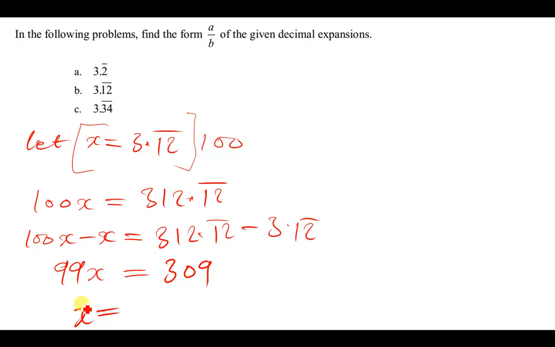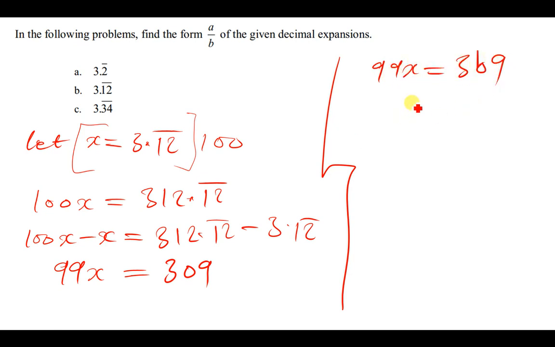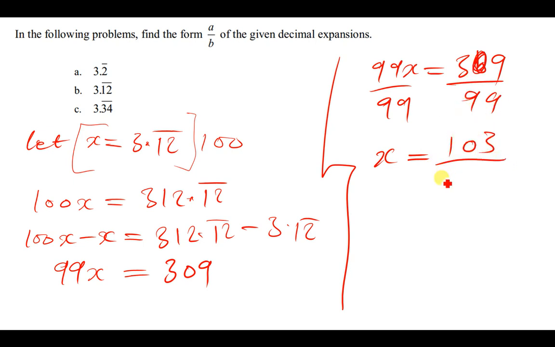Okay, let me just erase this. Let me just write everything this side. So we have 99x is equal to 309, and then we divide by 99. So we can simplify this: 3 into 3 is 1, 3 into 0 is 0, 3 into 1 is 0, so 3 over 33, since 3 into 99 gives us 33. So that is the answer.